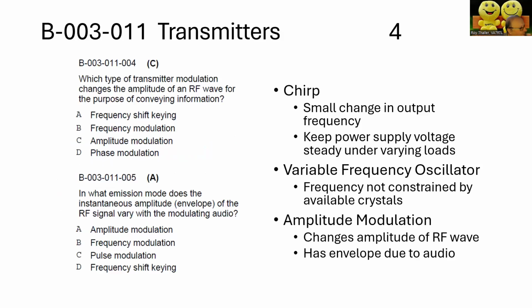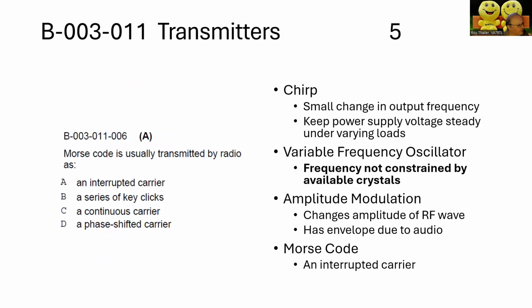What type of transmitter modulation changes the amplitude of the RF wave for the purpose of conveying information? So this is amplitude modulation, because the amplitude is varying. What is the emission mode in which the instantaneous amplitude or envelope of the RF signal varies? So again, it's amplitude modulation. Morse code is usually transmitted by radio as an interrupted carrier. So here with Morse code, the carrier is either on or off.